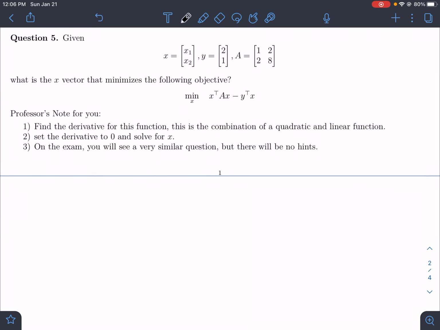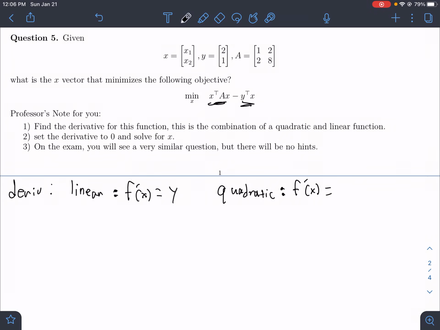So, for the derivative of this function, we need to find it first. And this is just the combination of a quadratic and a linear function. Now, we might need to remember that the derivative of the linear function is f prime of x equals y, and that the derivative of the quadratic is f prime of x equals a plus a transpose x.